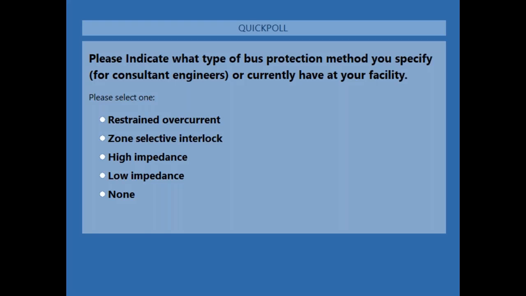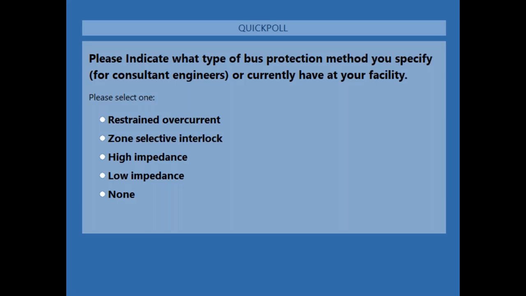We will do that as soon as the poll is closed. How do I know when the poll is closed? Okay, here's the timer. Sorry about that. So we have about 60 seconds in that poll, so let's move forward.